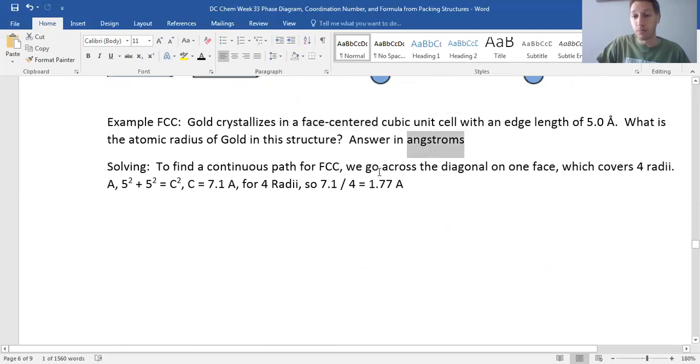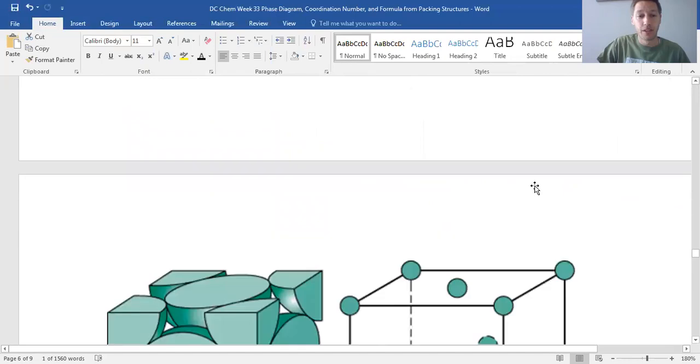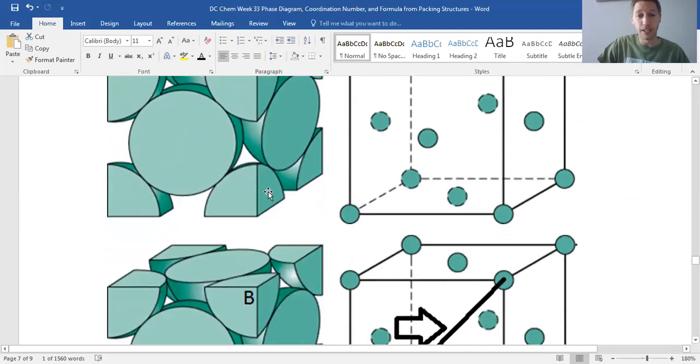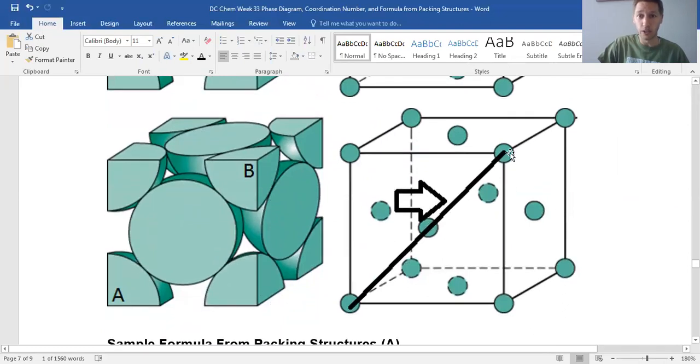Again, we want to find a continuous path. Our continuous path here would be from this corner here to this corner here. So we have an atom at contact because we have these half atoms in, which we actually do have a direct line through all the radiuses. 1 radius plus 2 more radiuses plus another radius makes 4 radiuses. So again, all we're going to look at is from this corner here to this corner here. From corner A to corner B, that is 4 radiuses.